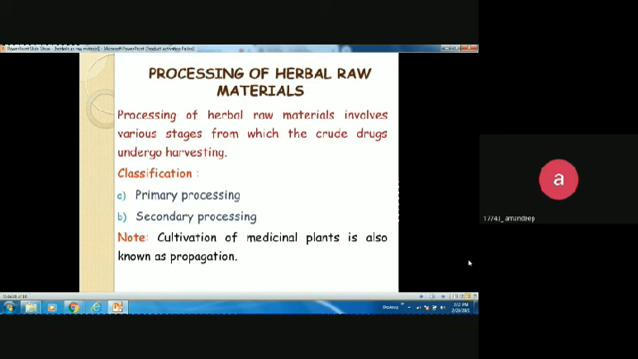Processing of herbal raw material. Processing of herbal raw materials involves various stages from which the crude drugs undergo harvesting. Classification of processing: A. Primary processing. B. Secondary processing. Note: cultivation of medicinal plant is also known as propagation.